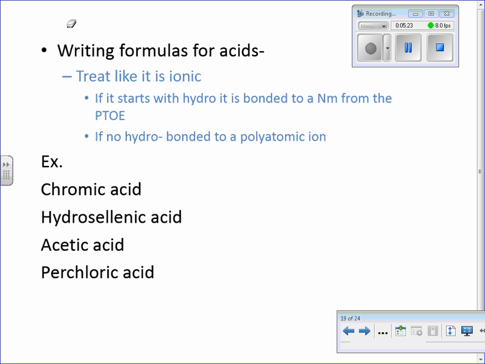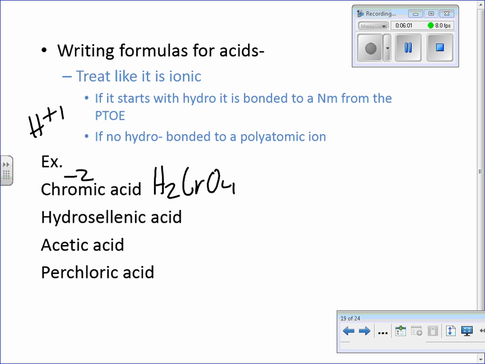Okay. For example, you have chromic acid. There's no hydro in front of it, so you know it's going to be a polyatomic ion. So you look and you find chromate. Chromate has a -2 charge. Hydrogen is a +1 charge, and we want our molecule to be neutral. Since chromate is -2, you're going to have to put 2 hydrogens in front, and then you just finish it off with the polyatomic ion.